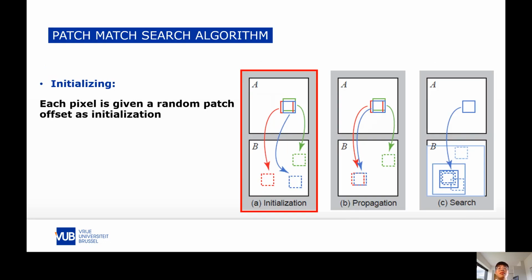So let's come to the detailed steps. Initialization. Each pixel is given a random patch offset as initialization. Each pixel in figure A is given an offset randomly, and a corresponding pixel is found in figure B. In the figure, 3 pixels of the whole picture are selected as the display.